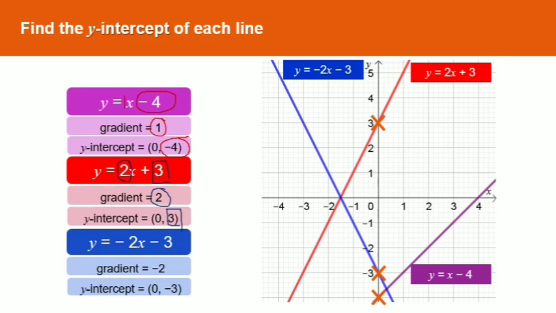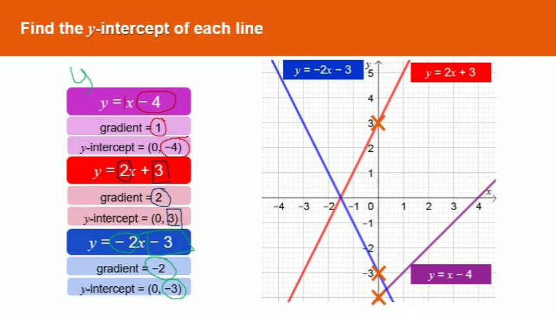They are the same. What will happen to the blue line? The gradient is negative 2, and the coefficient of x is also negative 2. And then the y-intercept is negative 3, and this is also negative 3. So what can you say about the line equation?